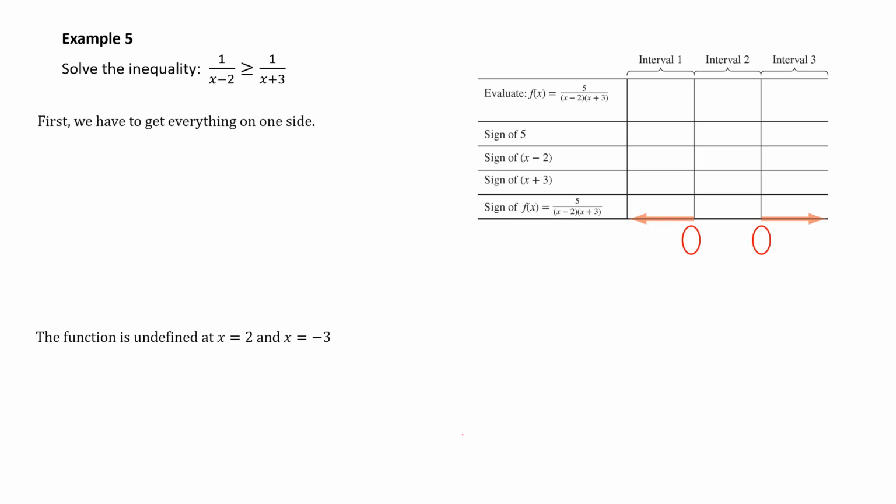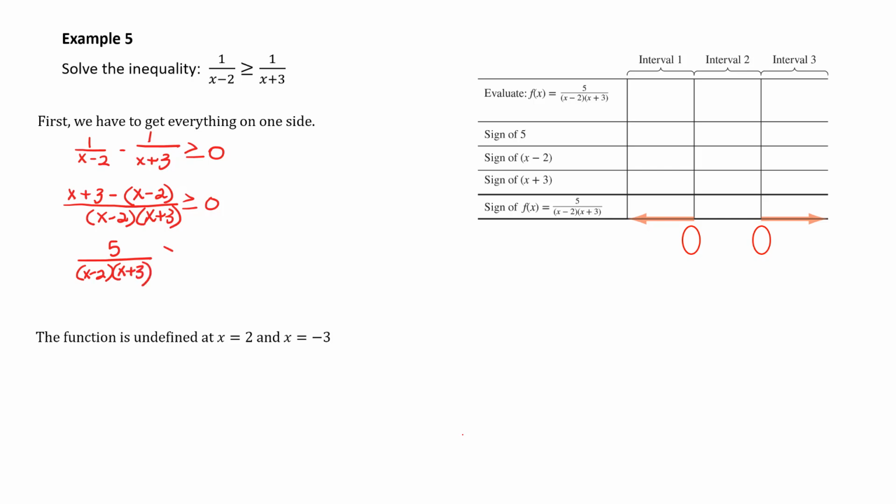First thing we have to do is get everything on one side. So we're going to subtract 1 over x plus 3 on both sides, and then we're going to get a common denominator, which is x minus 2 times x plus 3. And then when we add everything up, we end up with 5 over x minus 2 times x plus 3 is greater than or equal to 0.